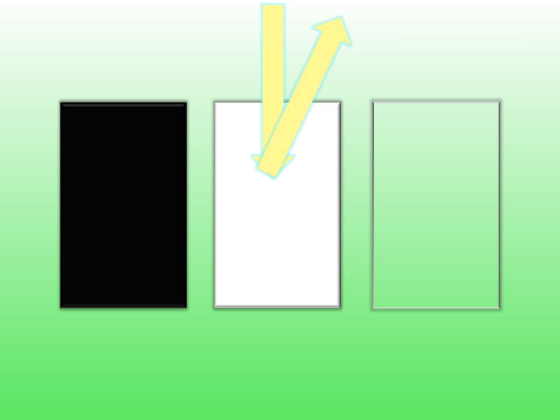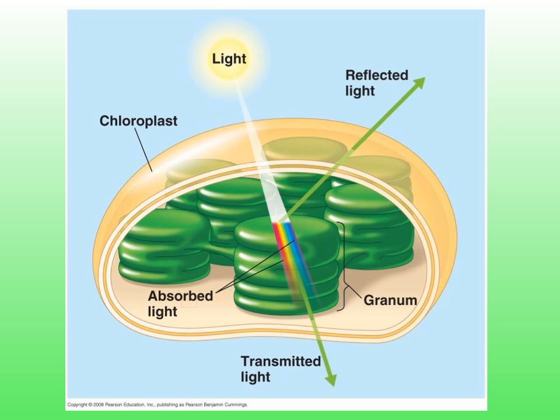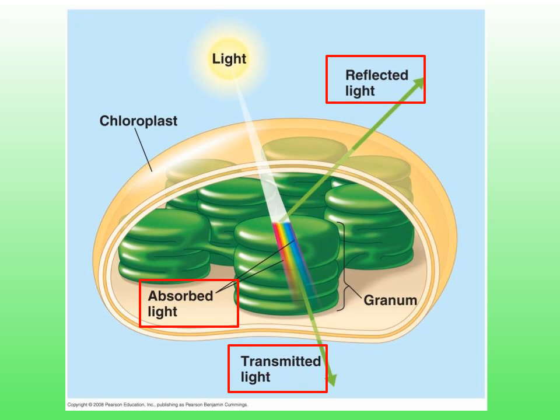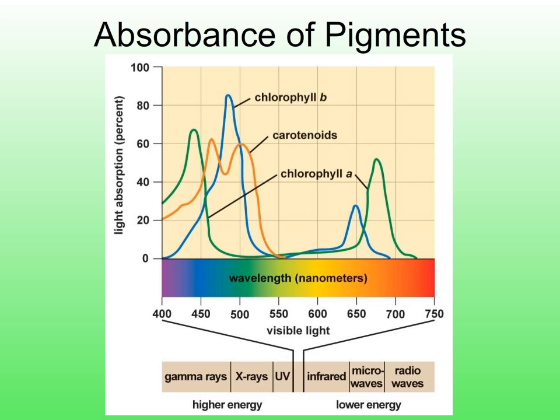White is seen if all wavelengths are reflected. If the wavelength is transmitted, we see through the object. Glass consists of particles that transmit visible light wavelengths. This diagram shows the pigments in the thylakoids primarily absorbing all wavelengths except the green light wavelengths, which may be reflected or transmitted. This graph shows the absorption levels of plant pigments at different light wavelengths.